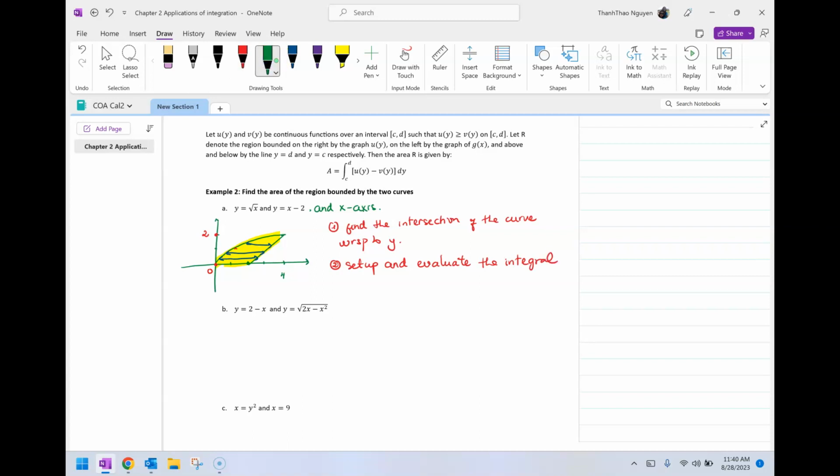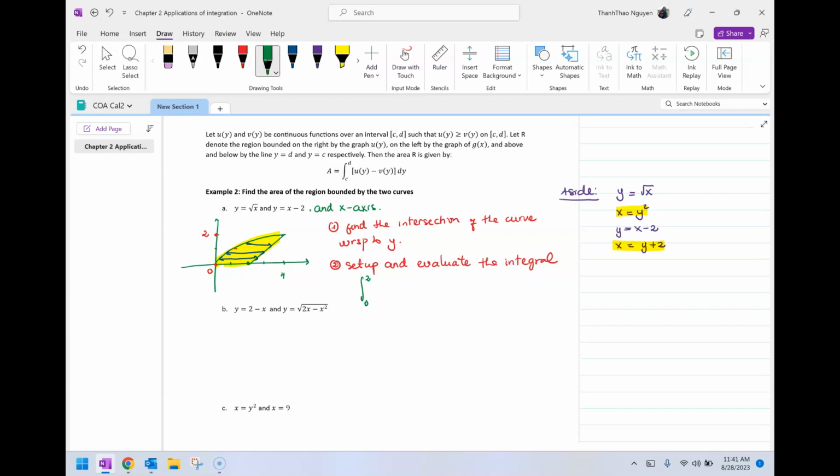So the integral that we will set up is the integral from 0 to 2. And note that we have to do this with respect to y, so the functions in there have to be in terms of y. Aside: we have y equals square root of x. Let's solve for x in terms of y. This means x is equal to y squared. And then the second part, we have y equals x minus 2, so then x equals y plus 2. So these are the two functions that we will use when we evaluate the integral with respect to y.